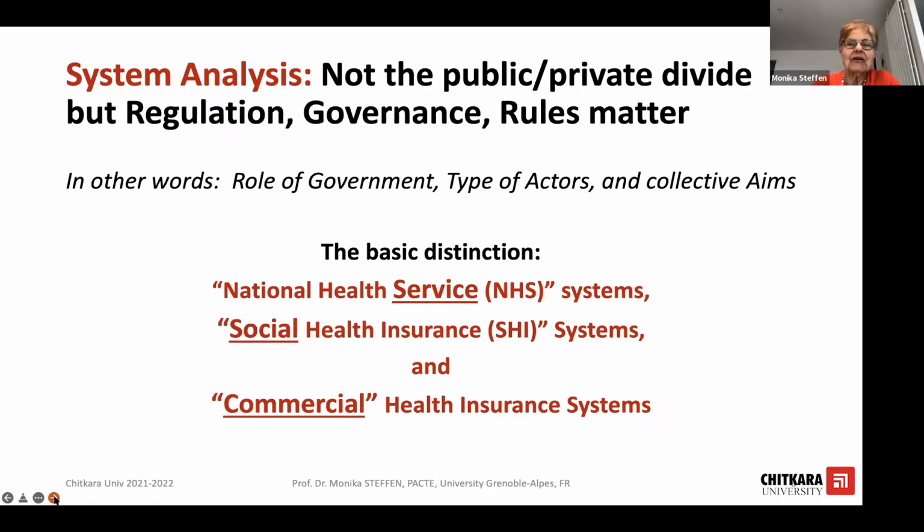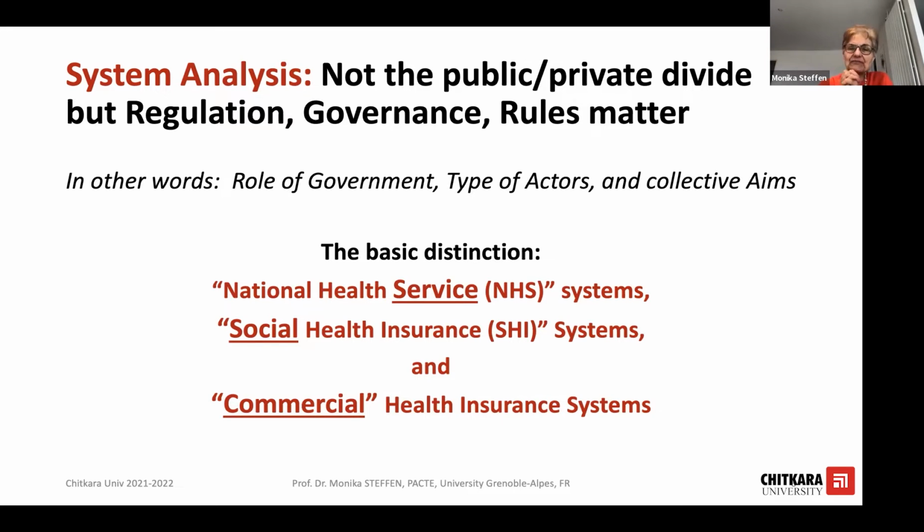If we take a system analysis, we would not look so much at what is public and private, but at who is regulating, who is governing the system, and what the rules are. In other terms, the role of government, regulation, part of governance, the type of actors. Employers and trade unions may be part of it when you have a social health insurance system, and what the collective aims are from which the rules will spring, the foundation of our house.